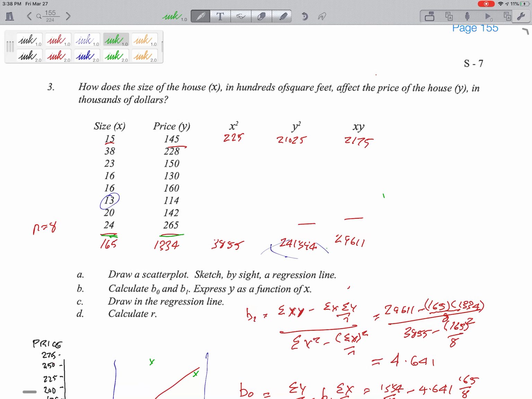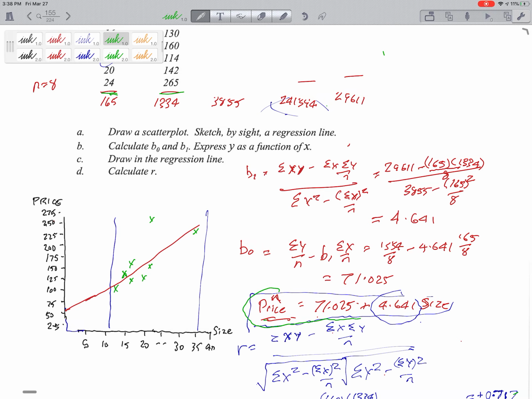And we came up with a regression equation that looked like this. So it was this guy right here. So the price is equal to 71.025 plus 4.641 times x, which is the size. Or in other words, for every 100 square feet that the size of the house increases, the price of the house is expected to go up by about $4,600. Now the question that we have is, is that significant? And when we talk about significance here, we're really asking the question, is that slope significantly different from zero?